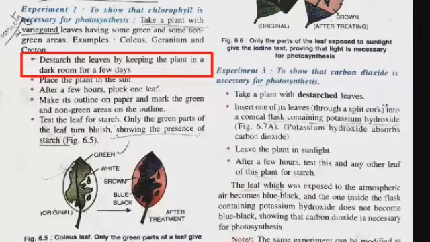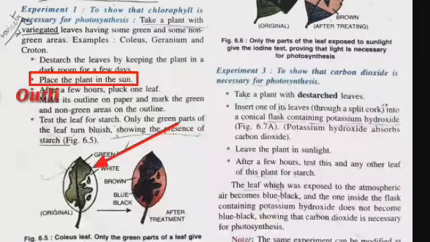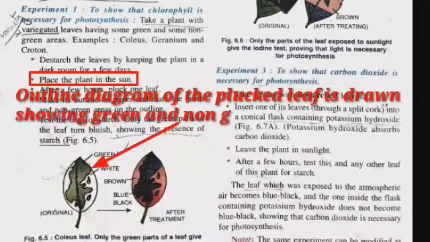After destarching the plant, the whole plant is then placed in the sunlight for a few hours. Now why? That I have already discussed: it is to restarch the plant. Then any one of the variegated leaves is plucked, and an outline diagram of this plucked leaf is drawn on a piece of paper showing the green and non-green portions of that leaf.